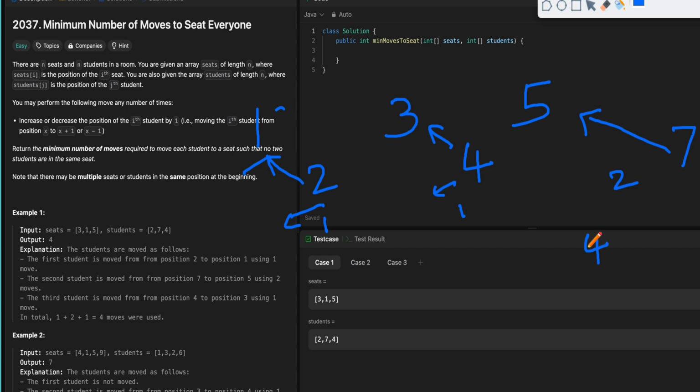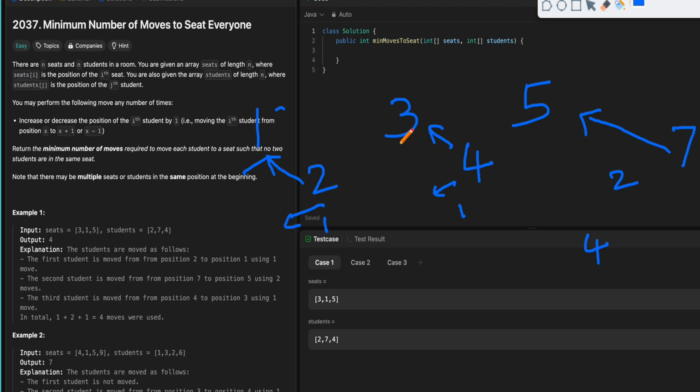So the number of moves in this case will be 4 plus 1 plus 1. So it will be 6 moves in total. And we know that that is not the smallest answer. So each student has to choose the closest to them, but in such a way that they do it greedily. So we will always choose the position closest to them, but they shouldn't skip the seats.